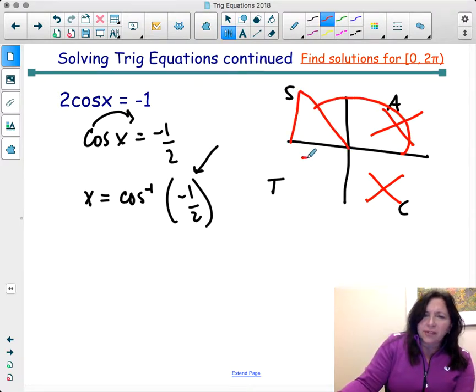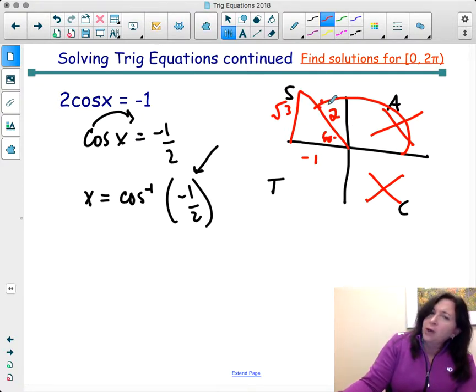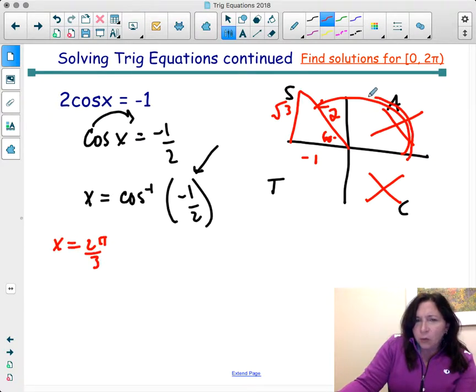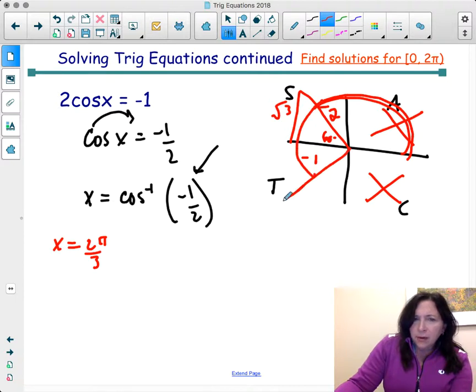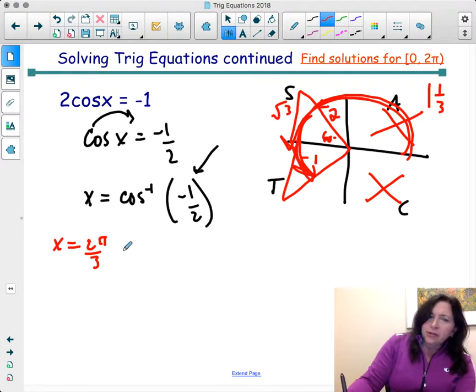Now cosine is adjacent over hypotenuse, right? For our little special right triangles. Across from the root 3 is our 60 degrees. 60 goes into 180 3 times. This is a 2 pi over 3. So x is equal to 2 pi over 3. In addition to that, we're also here, okay? And being down here is another 1 pi plus a third. So 1 plus 1/3 is 4/3. So I'm also at 4 pi over 3.